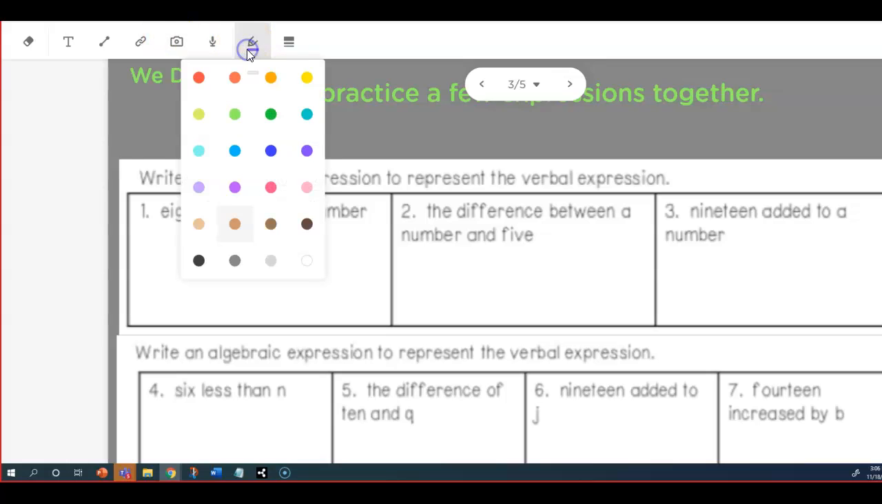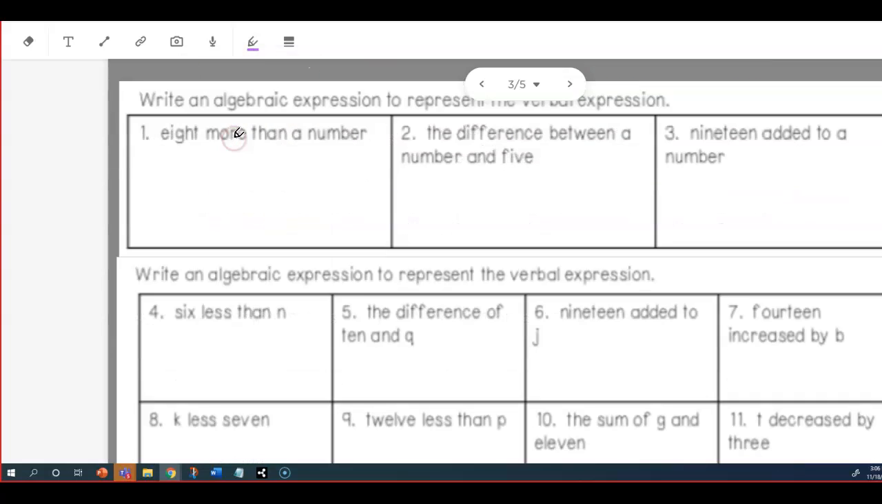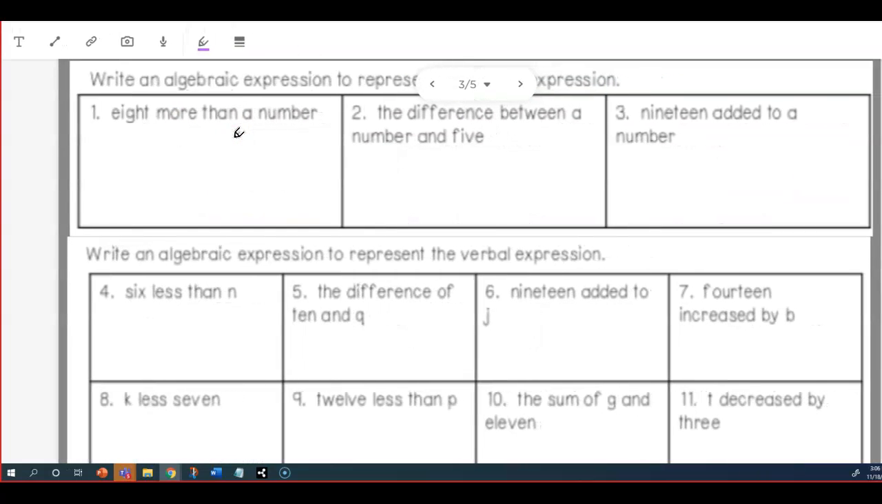All right, so we are going to do a few of these together. Okay. So you should be on this class kick with me, and we're going to be writing in the expressions.